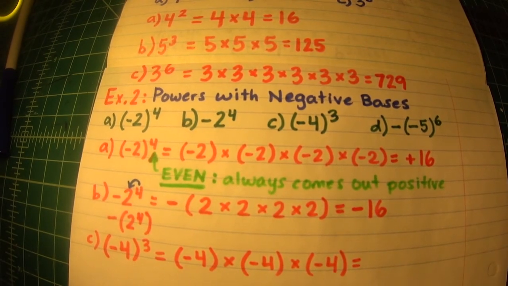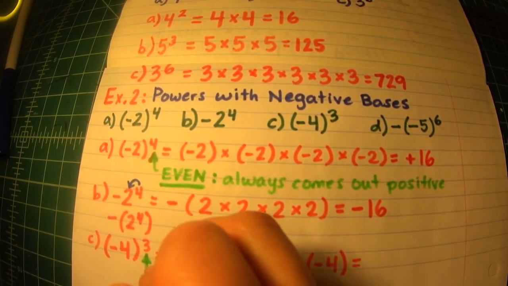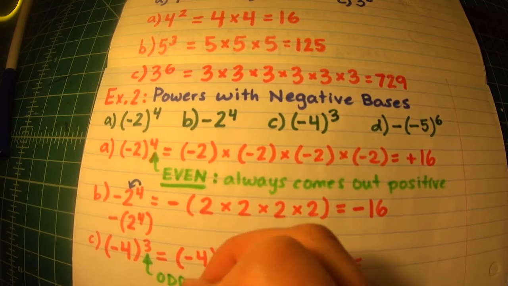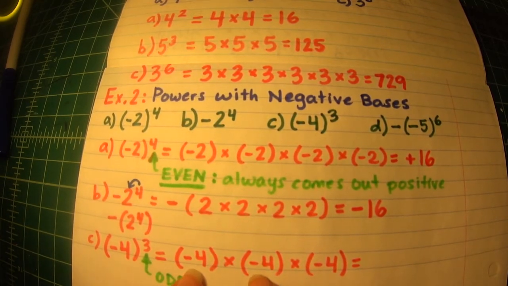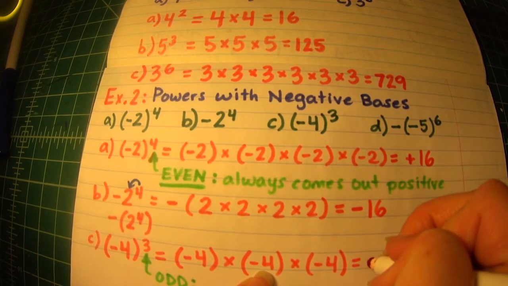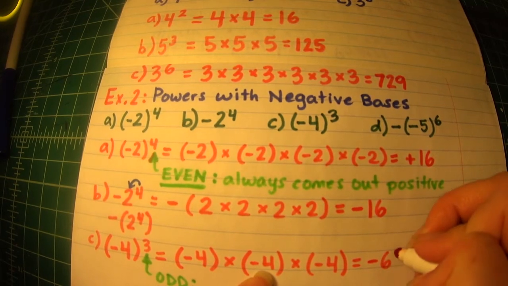So please notice this time, the one difference that we have here compared to A is that our exponent is now an odd number. So I'm wondering if some of you have already figured out what that's going to mean for our answer. So before I say it, let's take a look. -4 times -4. Match, +16. +16 times -4, mismatch, negative, and 16 times 4 gives me 64.